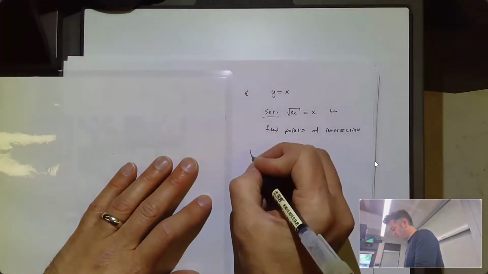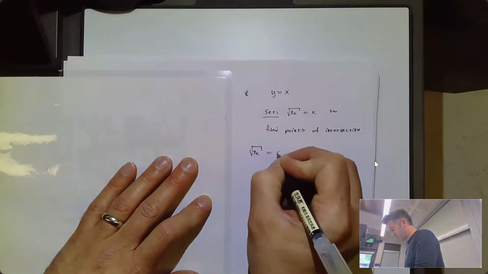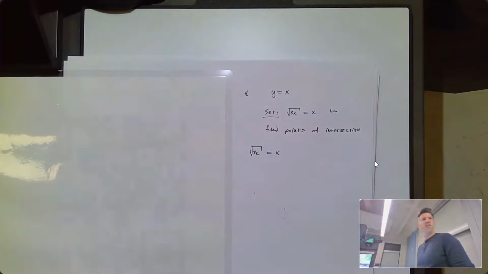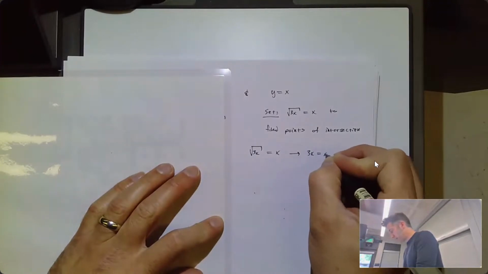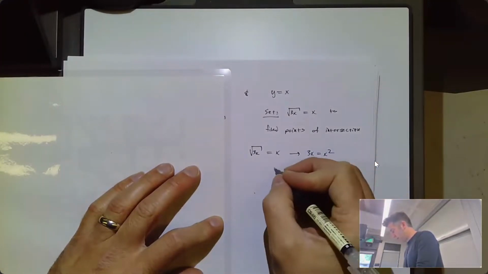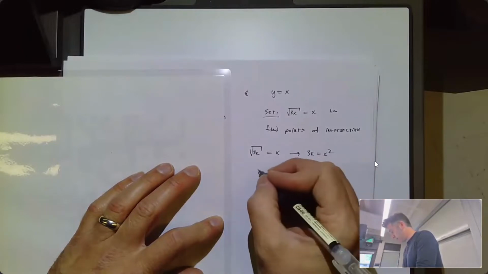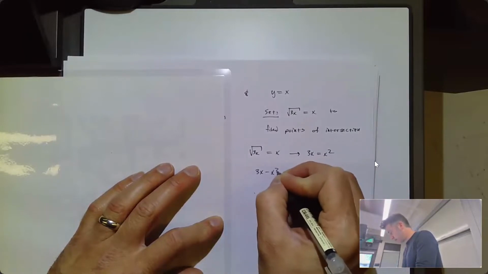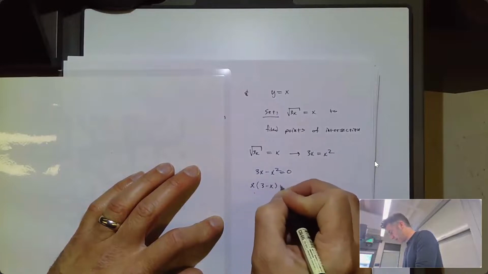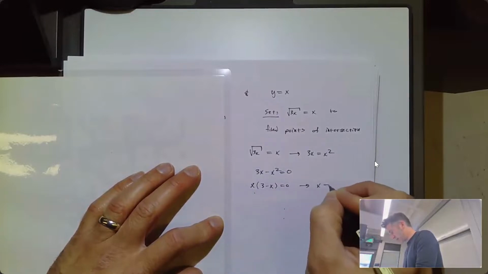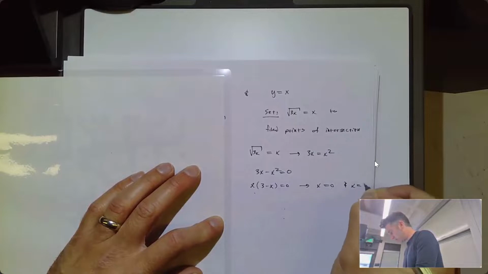All right. So, if I'm setting square root of 3x equal to x, how am I going to solve that? What seems like a good first step? Yeah. Square both sides, get 3x equal to x squared, and then bring everything to one side. 3x minus x squared equals 0. x times 3 minus x equals 0. So we're getting x equal to 0 and x equal to 3.